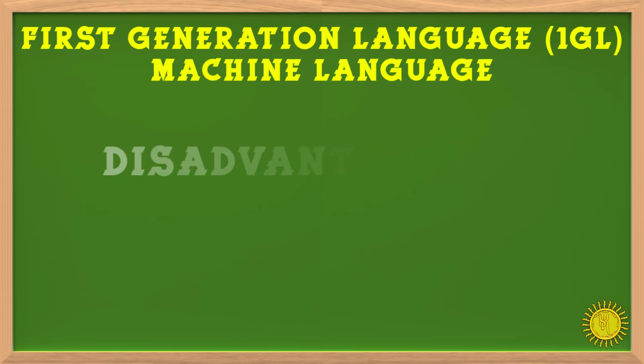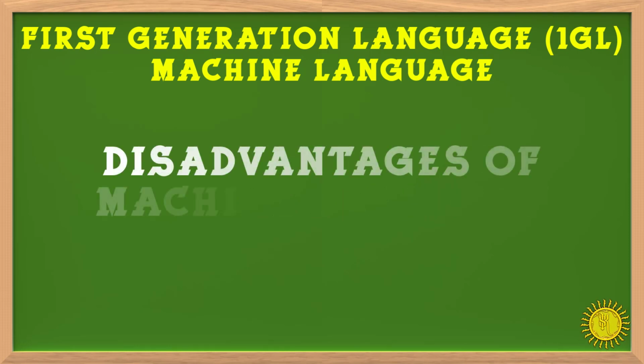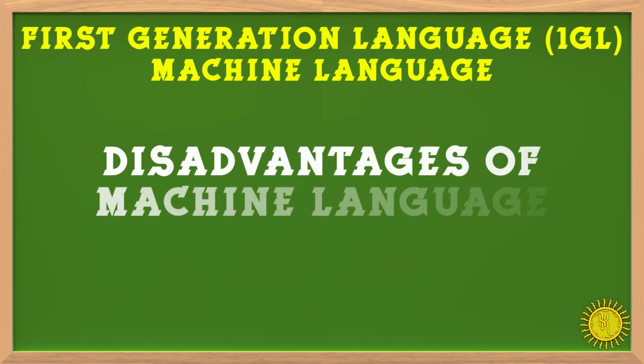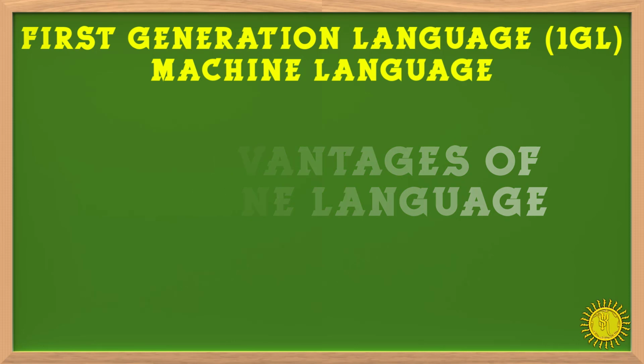Now what are the disadvantages of machine language? It is not easy to fix an error in coding. It is difficult to debug the programs written in machine language. It is extremely machine dependent, hence you can use only one type of computer for a particular machine language.